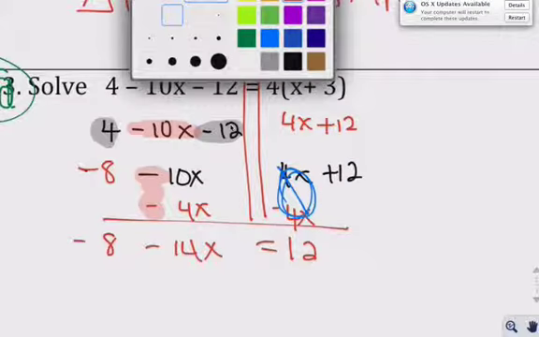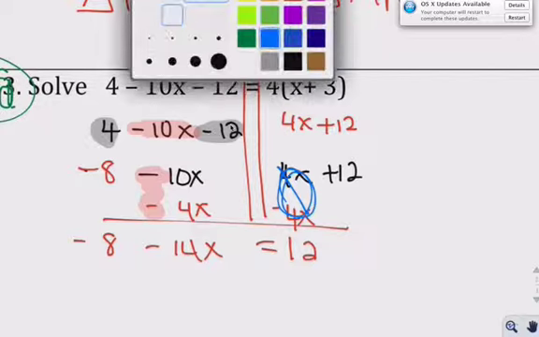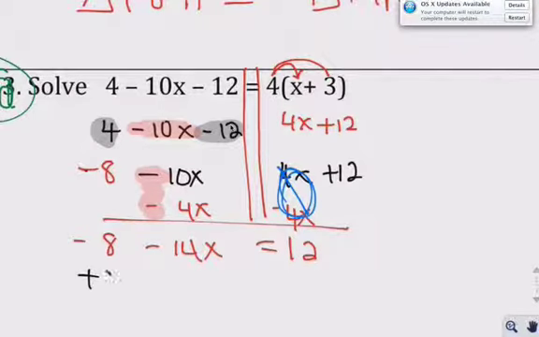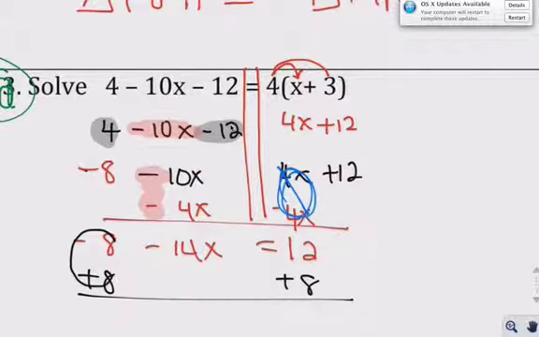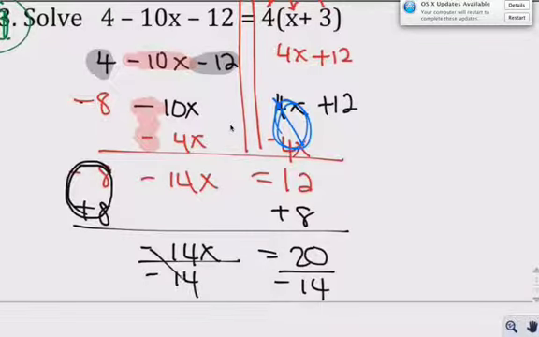You have to make 8 equal to 0, so you have to add 8. Let's go back to black. Add 8 to both sides. Now negative 8 plus 8 is 0. 0 minus 14 is negative 14. And bring down that x. That's 20. Divide by negative 14. X equals 20 over negative 14.